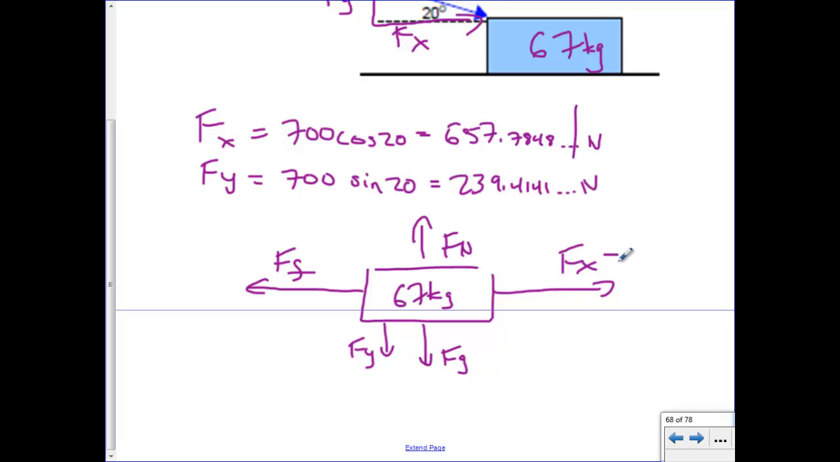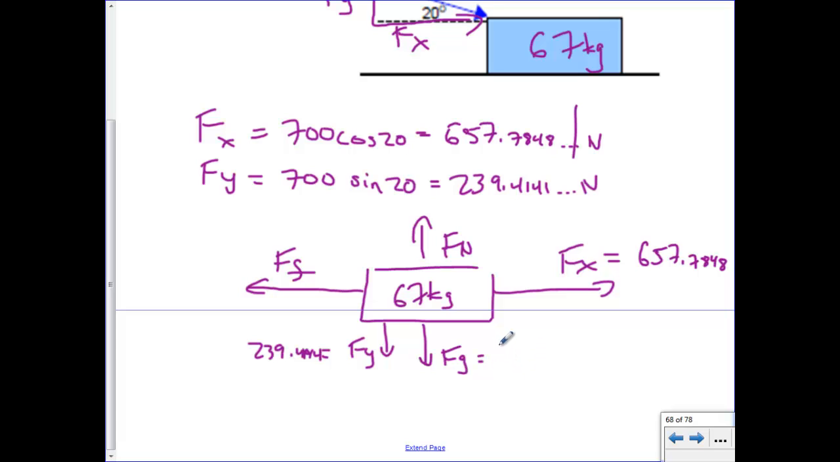Which forces do we know? We know Fx. We know this guy is the 657.7849. We know this Fy, 239.4141. So would the normal force just be like Fy plus Fg? Good, yeah. To find this normal force, we're going to have to add Fy and Fg.